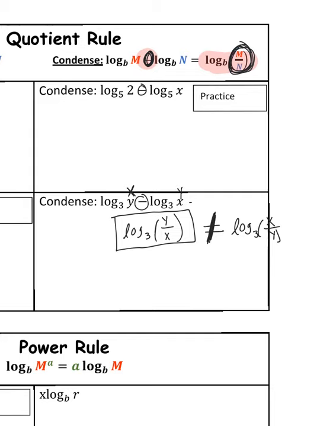Okay, what you should get for the practice one, you should have log base 5. On the top is the first piece of the log you see, which is the 2. And on the bottom is the second log that you see, which is x. So this would be your log statement.